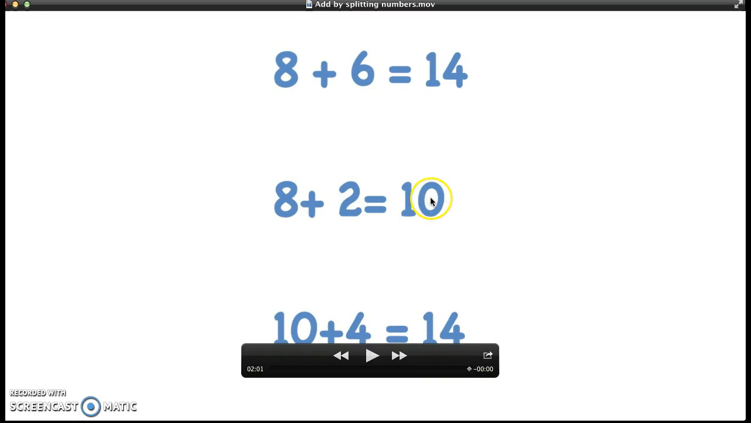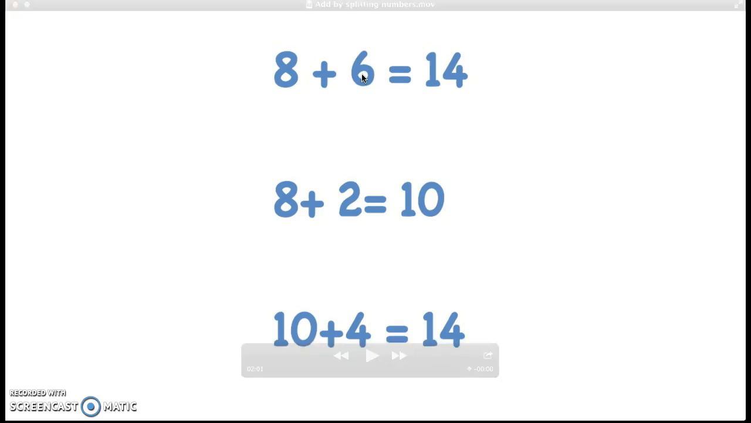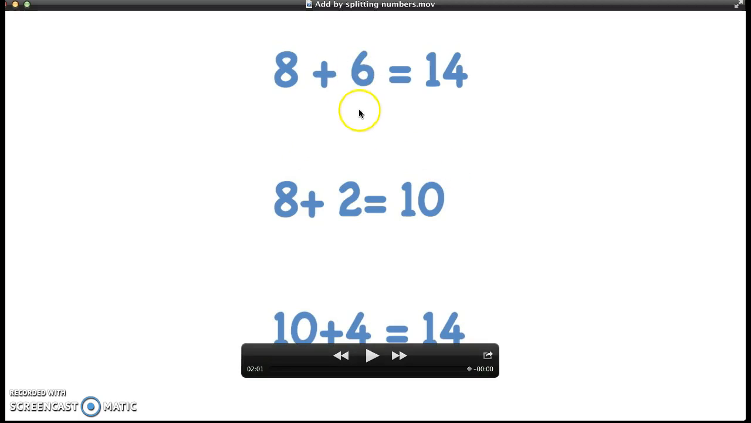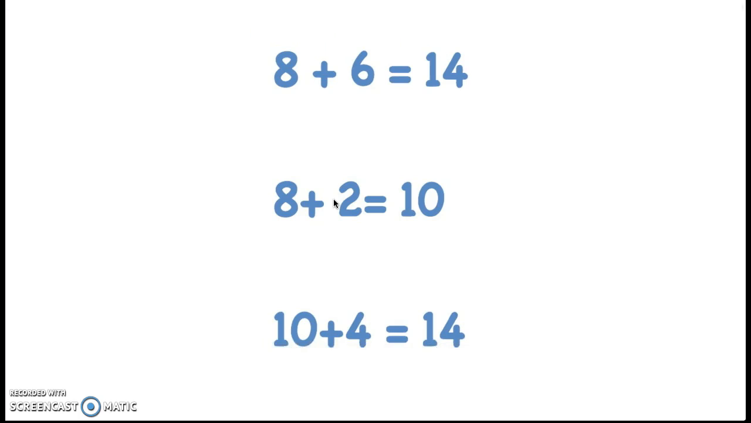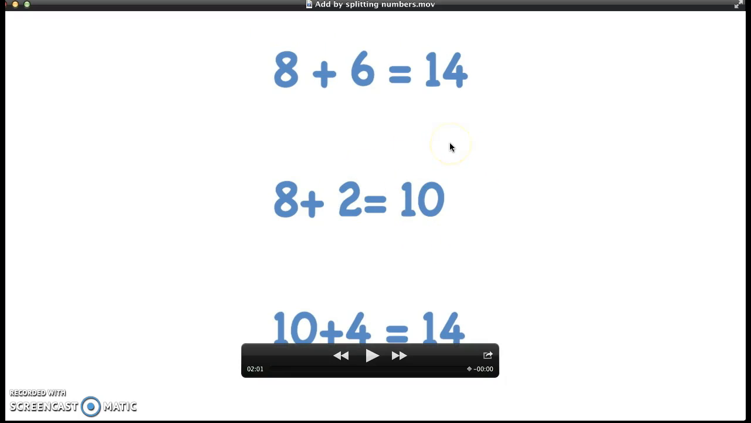And where did that come from? Well, if you look at that 6, if you remember, we split that 6 into 2 smaller parts. So we split the 6 into a 2 plus a 4. And we took the 2, and the 2 got added to the 8 and gave us a 10. We were left with 4. That 4 we added to the 10, and we got a 14.